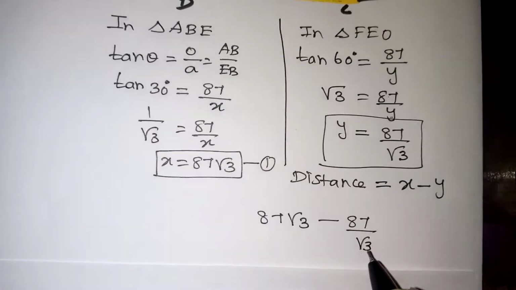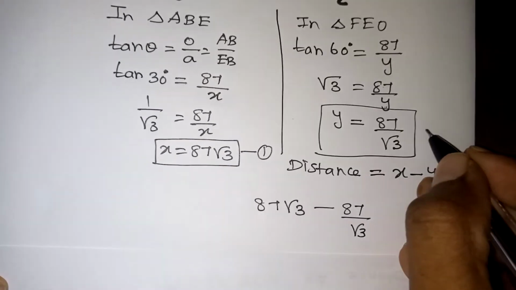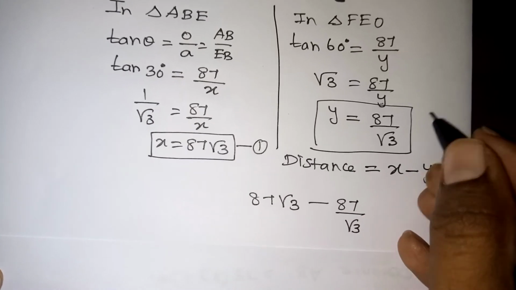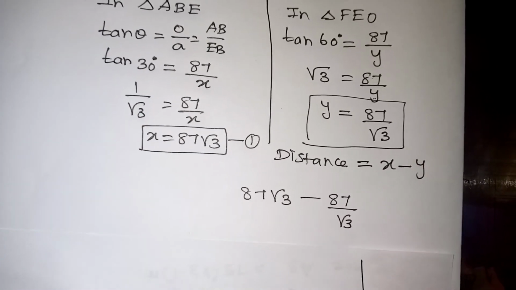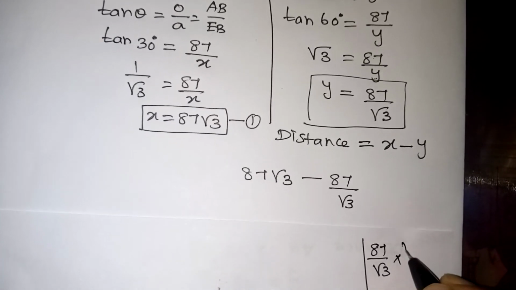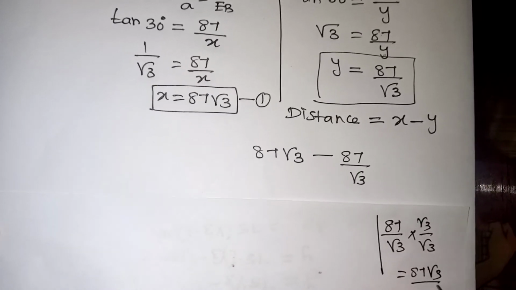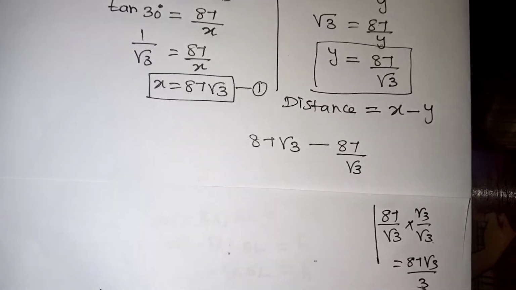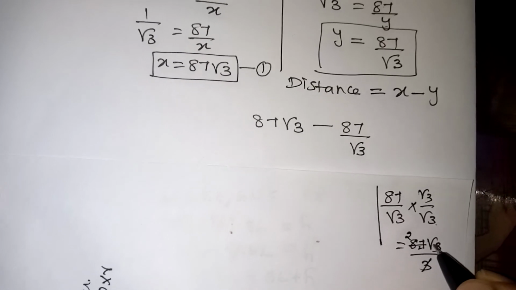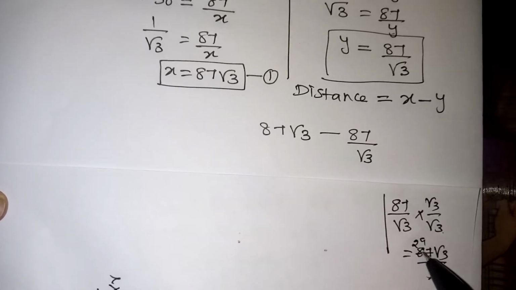Now children, we have two ways. Either we first take the LCM and subtract, or we can rationalize 87 by root 3, find the value, and then substitute. Here I want to do the rationalization. 87 by root 3 can be simplified by multiplying by root 3 divided by root 3. Now this is 87 root 3 by 3, because root 3 into root 3 gives 3. So 87 and 3 will cancel. Three 2s are 6, balance 2, 9. So 29 root 3 we are getting. So 87 by root 3 is nothing but 29 root 3.